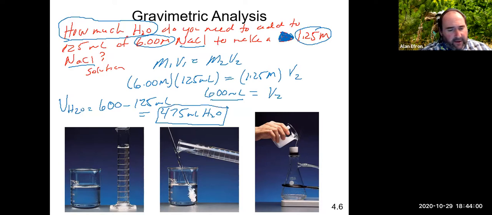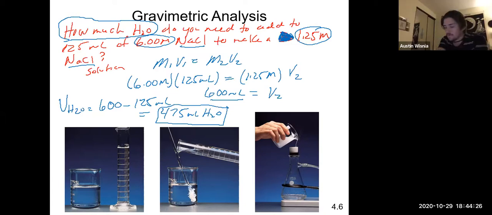So again, if we took the whole 125 milliliters, and we dump in there 475 more milliliters of water, and mix it up, we then should have a solution that has a molarity of 1.25, and we would be at a total volume at that point of 600 milliliters. Any questions on dilutions?